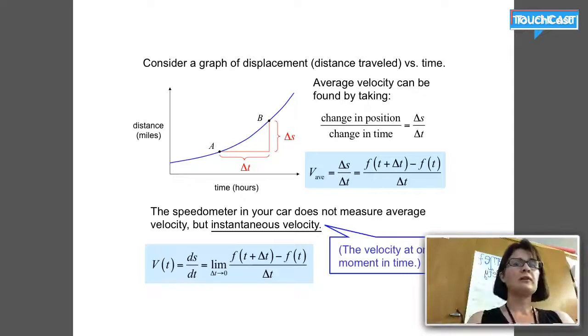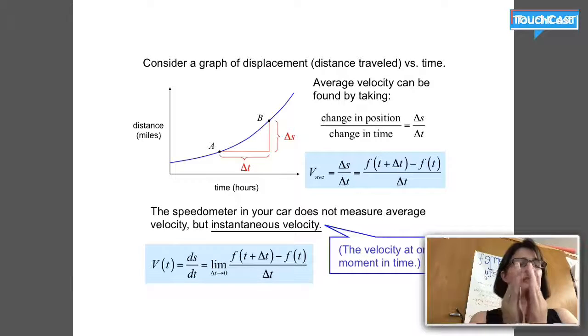So see what we have here. I have a graph here. This is a distance function, and I want to find average velocity. So I'm going to find f of b minus f of a over b minus a, or change in distance over change in time. If I wanted to find instantaneous velocity, I would let those two points get closer and closer together.